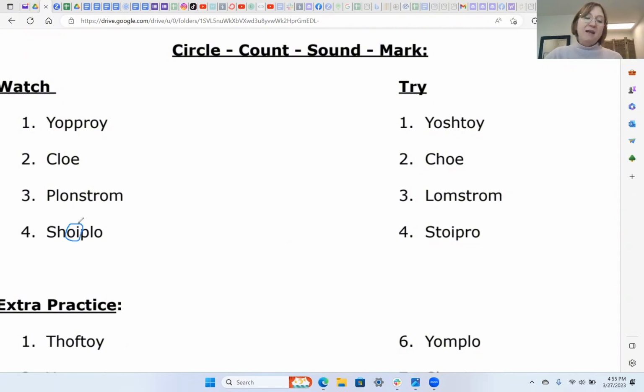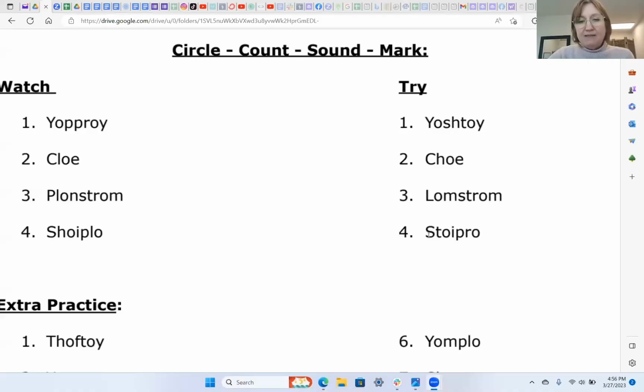So I'm going to mark my number 4 now. I have my OI that says oi. So I'm going to put OI with my long sound over it. O at the end says O. Here's my digraph, SH, that makes sh. So when I pencil read this word, it's sh, oi, o, shoy, plo, shoy, plo.